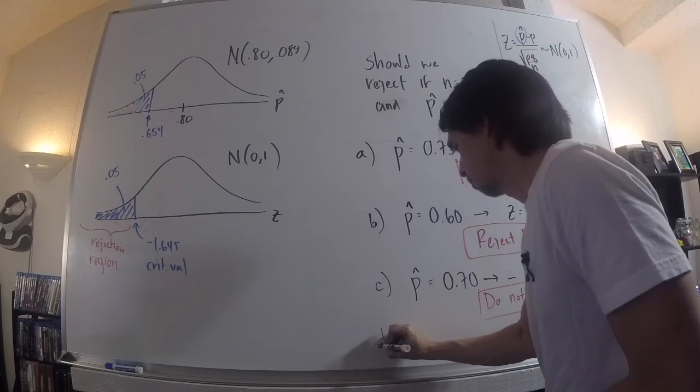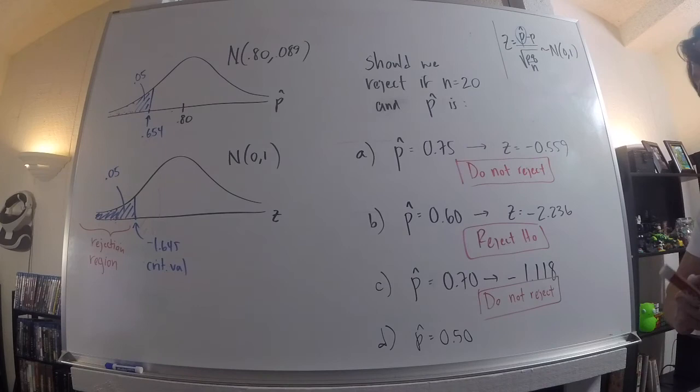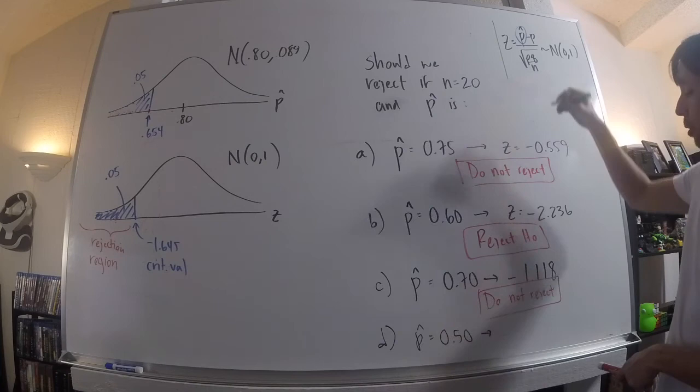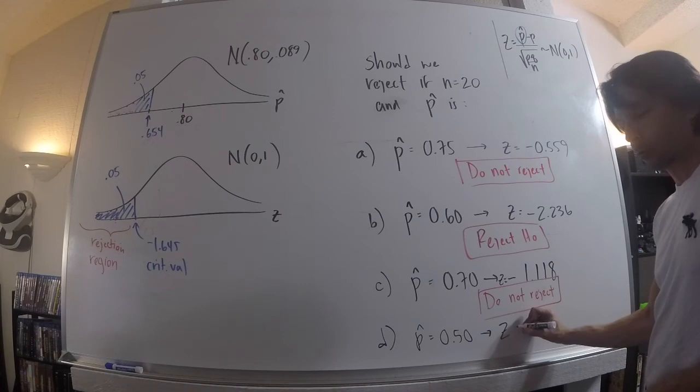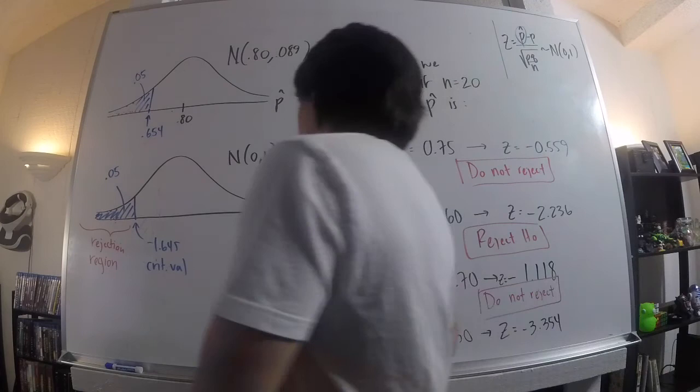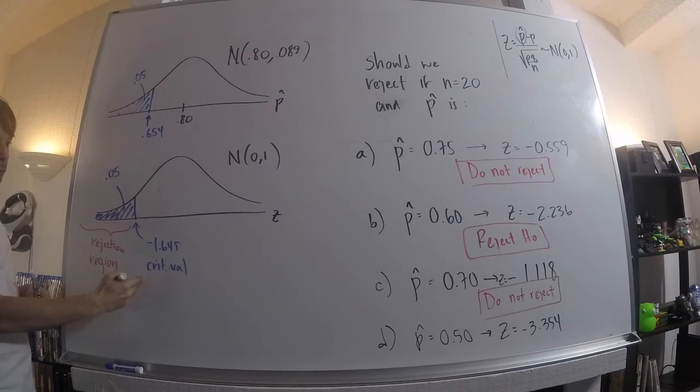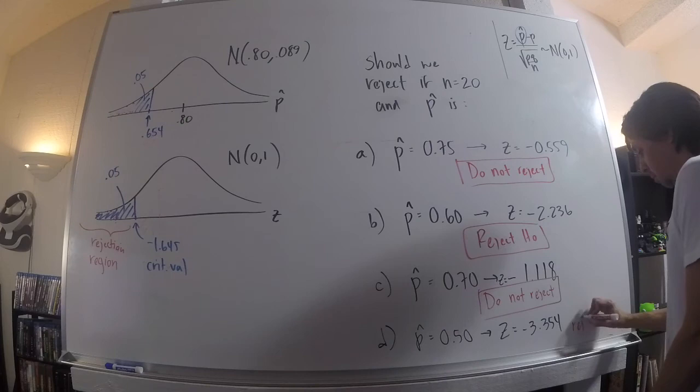Last one, 50% satisfaction. 10 out of the 20 were satisfied. You do 10 divided by 20, you get a p-hat of 0.5. You plug that into here, you get a z-score of, I forgot to write z is equal to, which I already did for you, -3.354. And so 50% is way below, far out here, and -3.354 is way far out here. That's really strong evidence to reject. Okay, so you can just compare to the critical value.